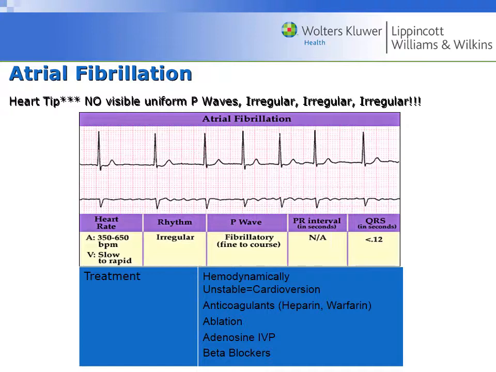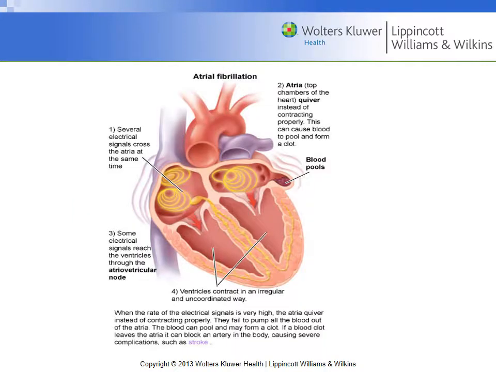Other treatment for atrial fibrillation is ablation, where the patient is sent to the electrophysiology lab and the underlying rhythm is identified and the area that's causing the atrial fib is ablated. Other treatments for atrial fibrillation are adenosine IV push or Adenocard, or beta blockers or calcium channel blockers.